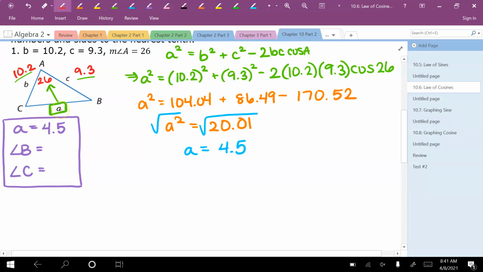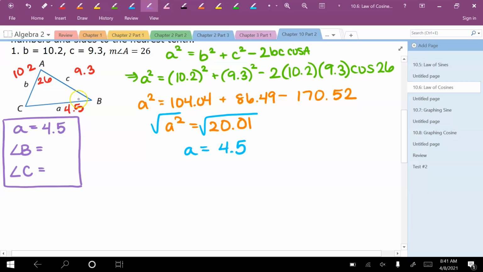So now that I know side A up here in my triangle, I could label this as 4.5 now. I still need to find those other two angles, B and C. What I'm going to do for this one is switch back to law of sines to help me solve for one of the angles. So remember, law of sines from yesterday was setting up proportions. You take the sine of an angle and put that over the side across from it, and you set that equal to another sine of an angle and the side across from that one.